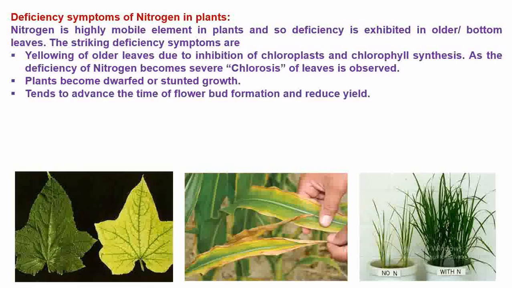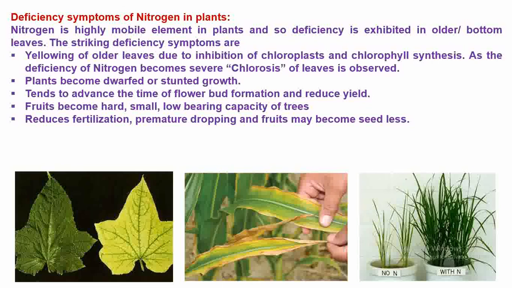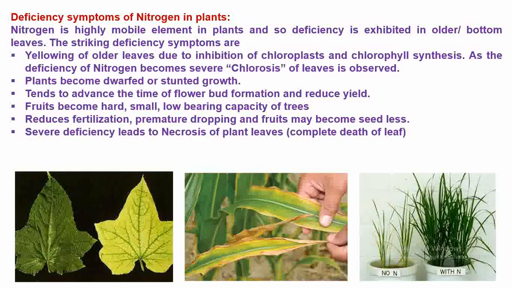Tends to advance the time of flower bud formation and reduce the yield, because nitrogen is involved in flowering and fruiting. Deficiency of nitrogen leads to postponement of flowering and yielding, fruit formation. Then fruit becomes hard, small, with low bearing capacity of the trees, reduced fertilization, premature dropping of fruit, and fruit becomes seedless. Severe deficiency leads to the necrosis of plant leaves. Necrosis means death of the plant tissues.